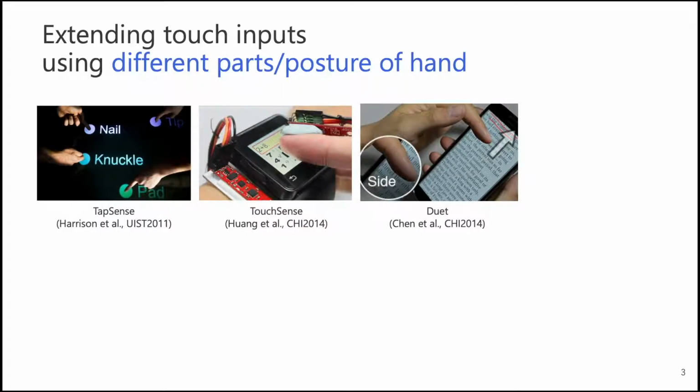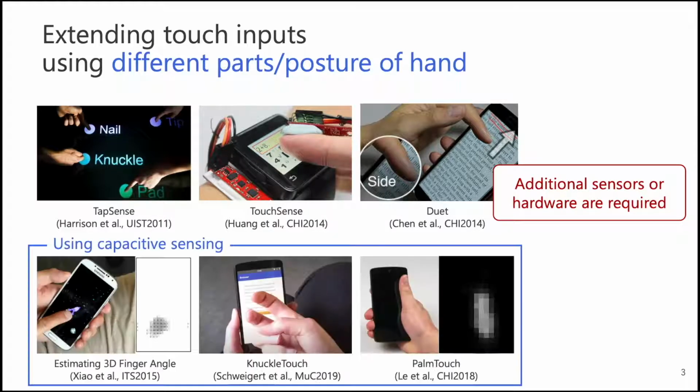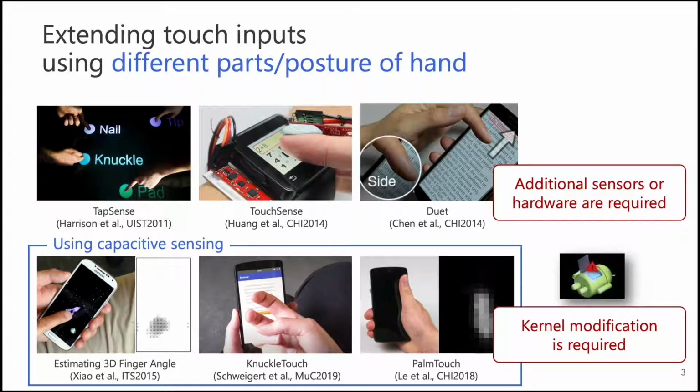Researchers have developed new input approaches, such as using touch with a different part of a hand, such as a knuckle, nail, and side of a finger. While these approaches effectively enrich the input space, they require additional sensors or hardware. More recently, similar interaction techniques using the raw data of capacitive touch sensing have been reported. However, these techniques require kernel modification to access the raw data.